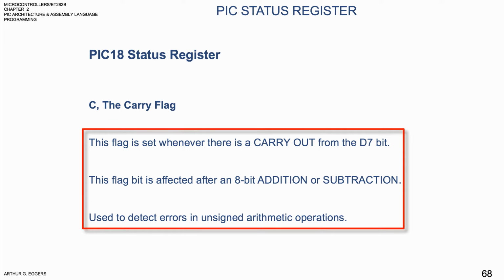The first is the carry flag. This flag is set whenever there's a carry from the D7 bit. This flag is affected after an 8-bit addition or subtraction. We'll see later how this is used.